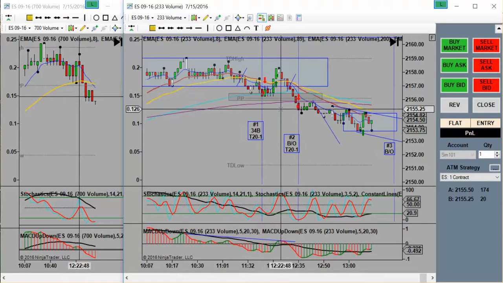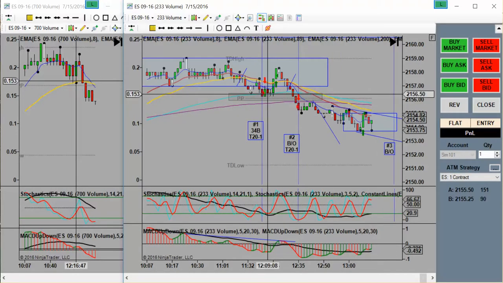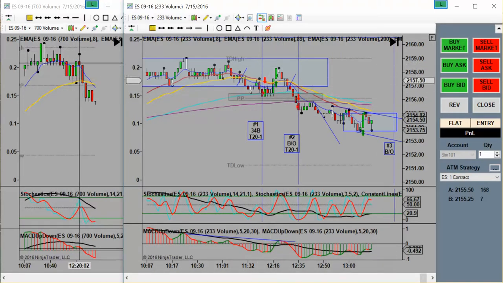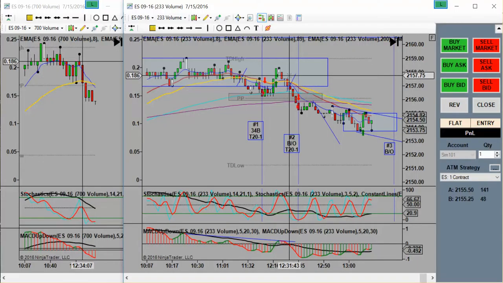Actually there was a pretty strong bounce off the 89 EMA, and it went right up and stopped me out over here, for a 5-tick loss. The second one was a winner.